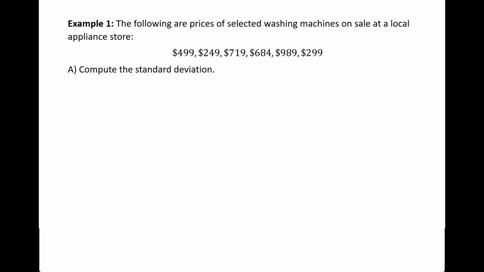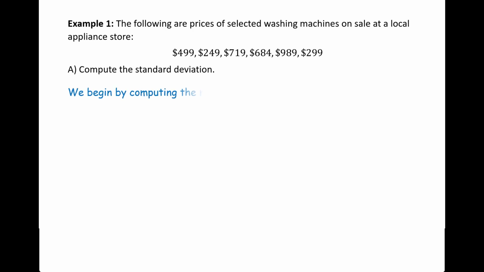Let's do this. Example, the following are prices of selected washing machines on sale at a local appliance store. The prices in hundreds of dollars are $4.99, $2.49, $7.19, $6.84, $9.89, and $2.99. Part A, compute the standard deviation.